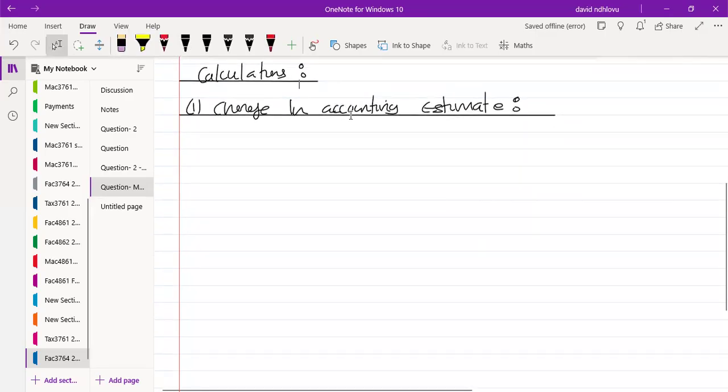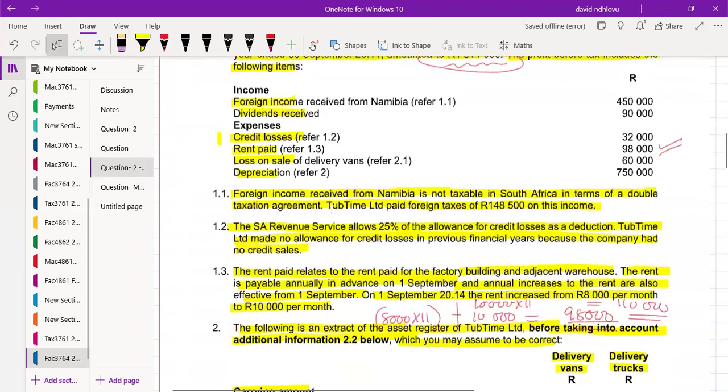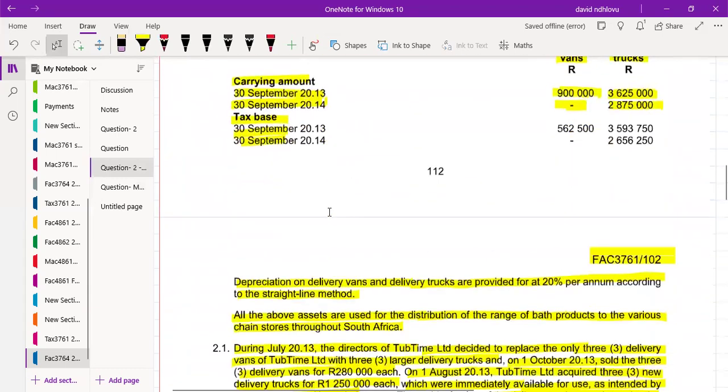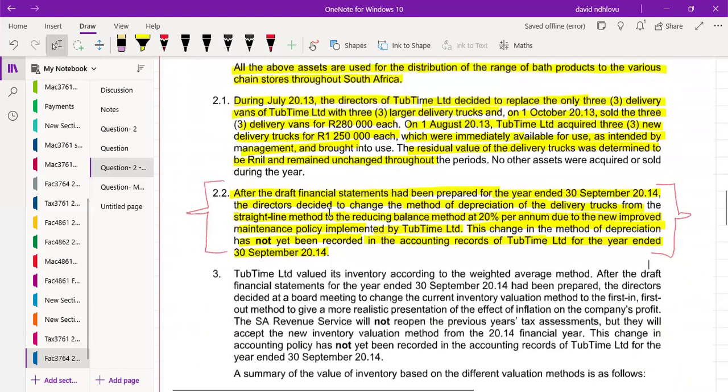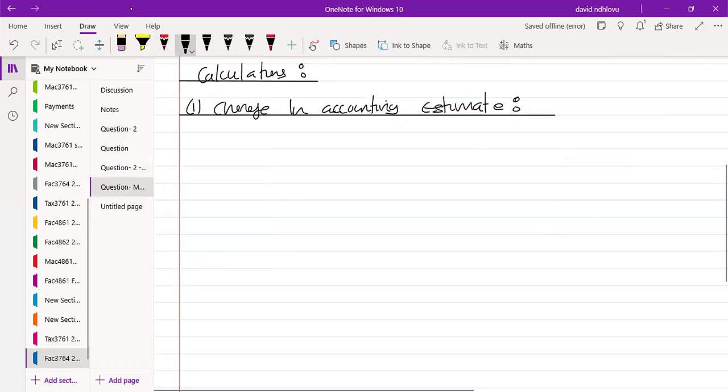So when we look at the change in accounting estimate, let's go to the question. Remember, we've got to figure out the carrying amount at the beginning of the year, in particular in relation to the delivery trucks. So we need to go to the information given and say, at the end of the previous year, what was the carrying amount of the delivery trucks? The carrying amount of the delivery trucks in this instance is given. So this is an amount of 3,625,000.